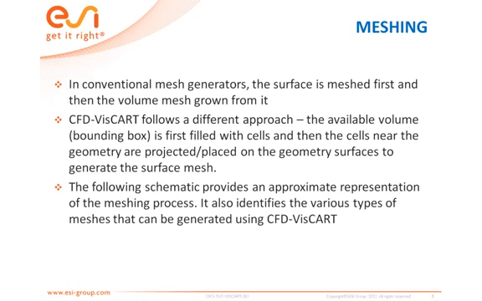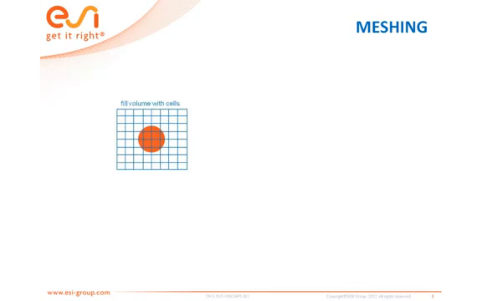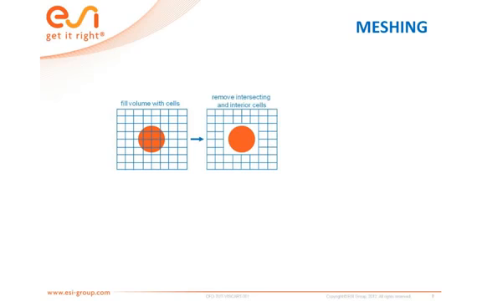The following schematic provides an approximate representation of the meshing process. It also identifies the various types of meshes that can be generated using CFD-VisCART. Say, for example, a mesh is to be generated around a sphere. During the meshing process, first, the entire bounding box is filled with cells. Then the intersecting and interior cells are removed.